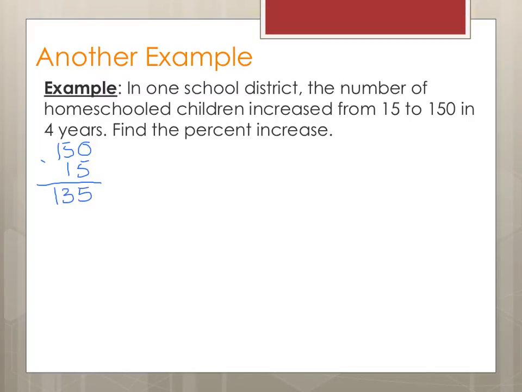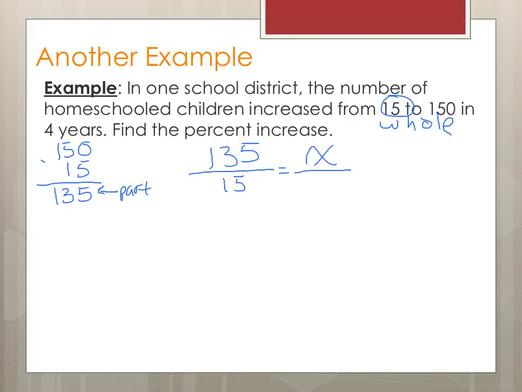Okay, so that's the change, or our part. The whole is going to be 15. Remember, it's the initial amount, not necessarily the bigger of the two, but the initial. So this is going to be our whole. So the change is the part divided by the whole of 15. So we get 135 as our part over our whole 15 equals our unknown percent over 100 from our percent proportions.